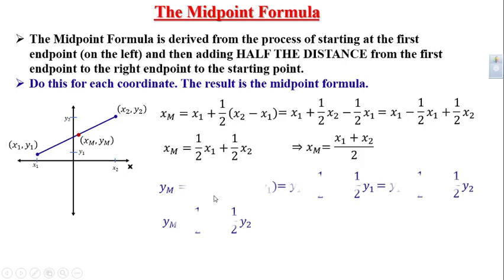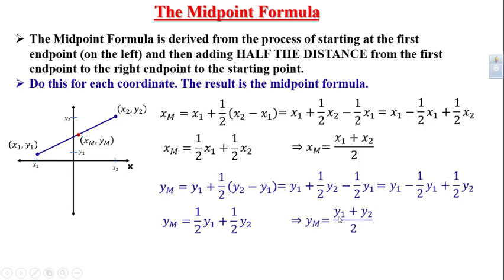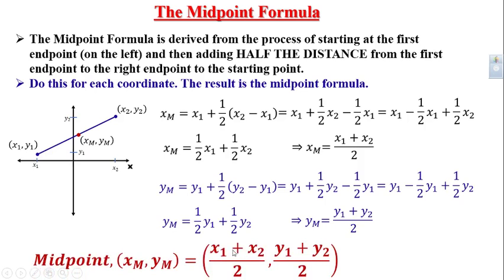And the y coordinate is achieved the very same way. We find half the distance from lower y value to upper y value, and then add that to the lower y value. And that gives us y1 plus y2 over 2. So the coordinates for the midpoint is x1 plus x2 over 2, comma, y1 plus y2 over 2. Those are two coordinates. Average of the x's, average of the y's. And there we have that.